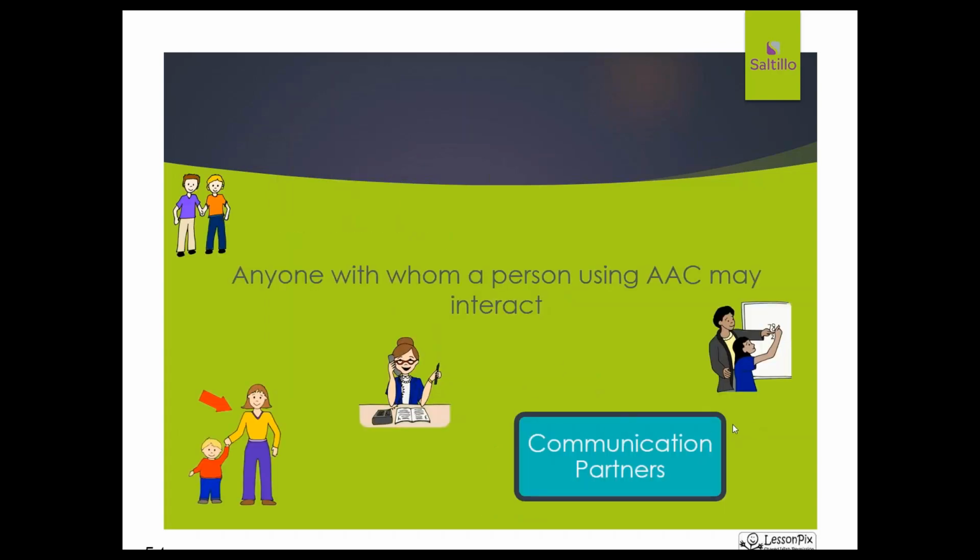So these are all communication partners. It's not an exhaustive list, and it serves to illustrate how many people a person might interact with during one period of their life. There's going to be key communication partners who will be the main supports for a person who is learning to use AAC. So it's really important as much as we can to empower our communication partners, and that's what we're going to talk about next.